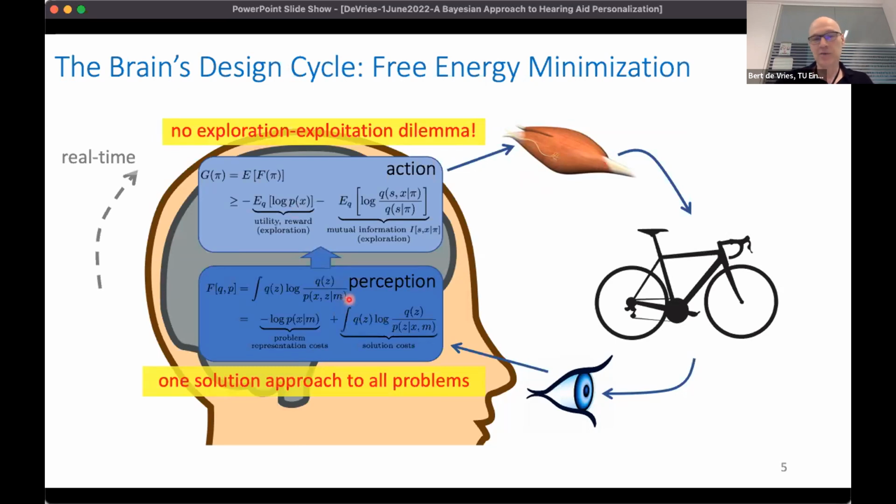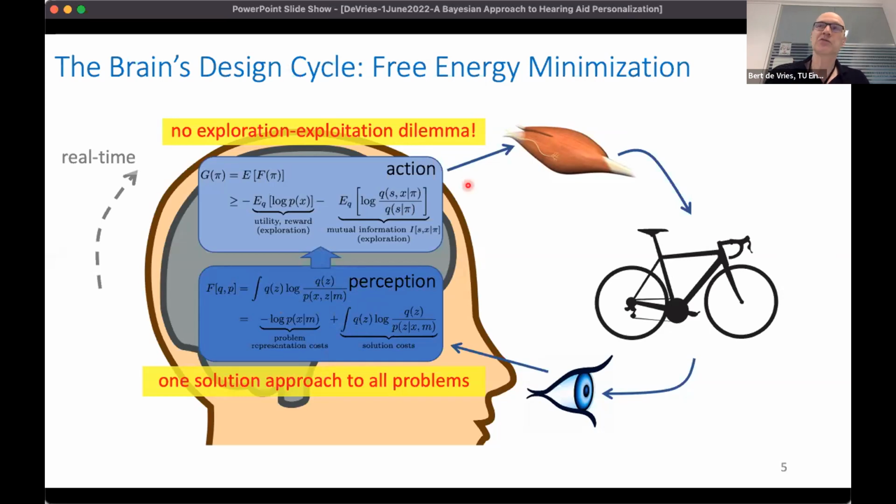Again, don't worry about these formulas. It turns out that if I look at these formulas, because I can actually write this down, then minimization of free energy is the only thing that's going on. And so it's a one-solution approach to all problems. Basically, when I learn how to ride a bike, once I fall, I make an action with the handlebars or shift my point of gravity.